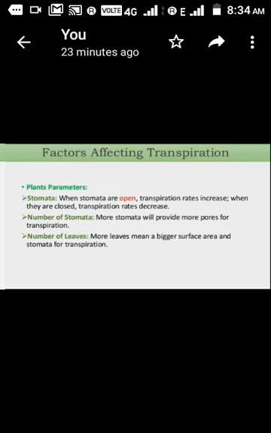Second is the number of stomata. If more stomata are there, then there will be more transpiration. Okay. And the number of leaves: if there are more leaves or bigger leaves, then the leaf area will be more, which leads to more transpiration.